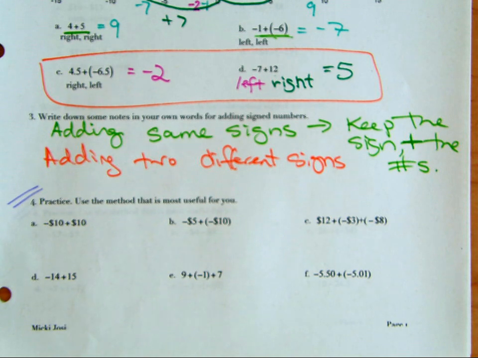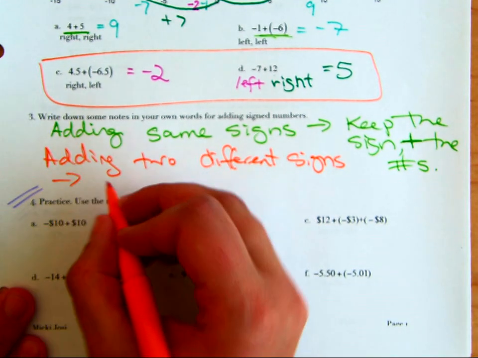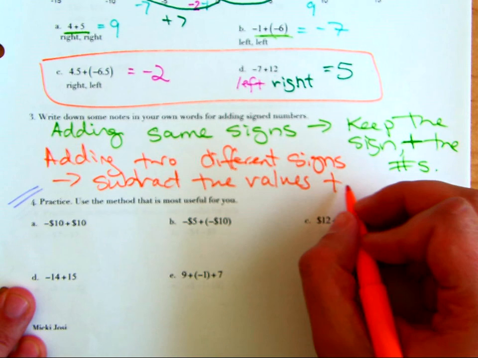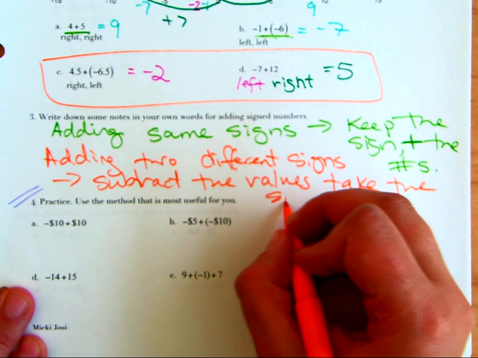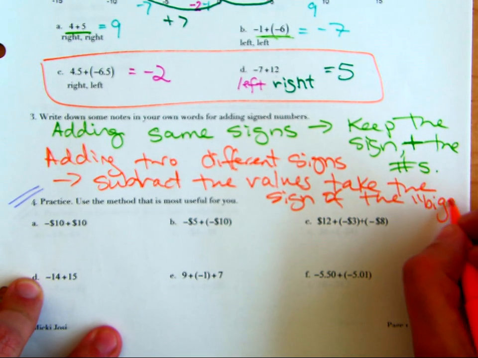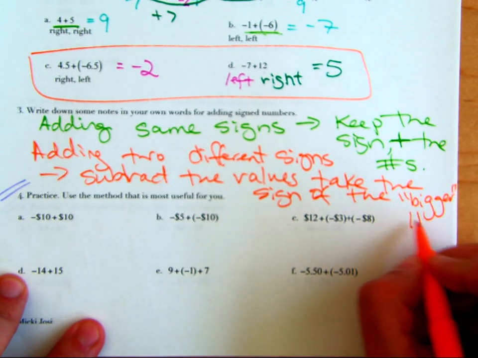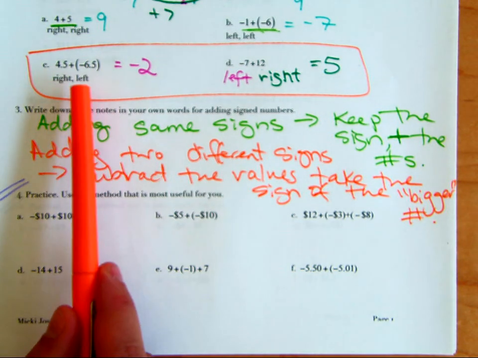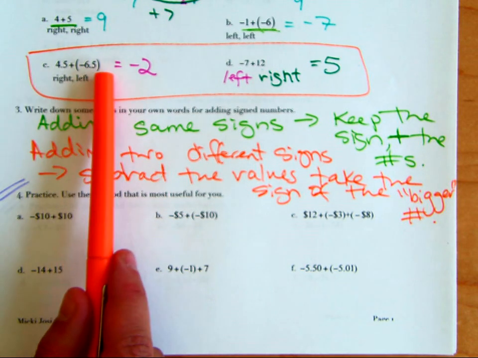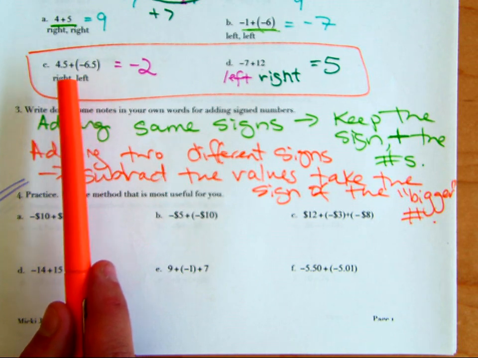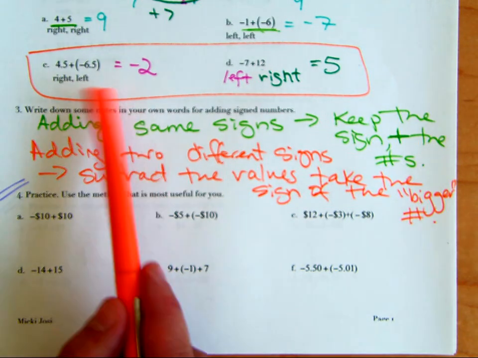Well, don't we all? So when we add two different signs, we're basically going to subtract the values and take the sign of what? Actually, the "bigger" number, and I put bigger in quotes. Why do I put bigger in quotes? It's not really mathematically sound for me to say that. I mean, 6.5 is bigger than 4.5, but really negative 6.5 is a smaller number, isn't it? Yeah, it's like the bigger number, even though it's a negative.